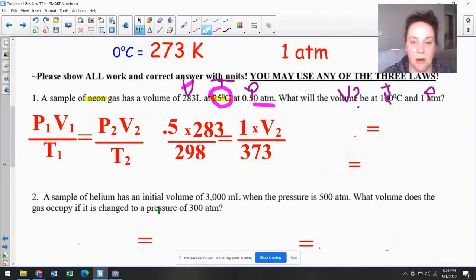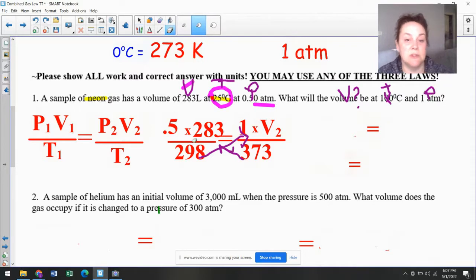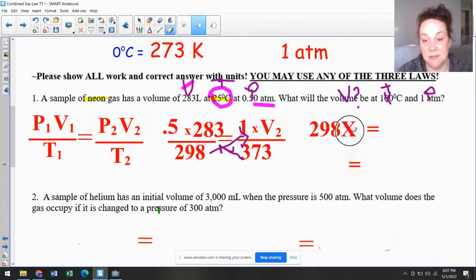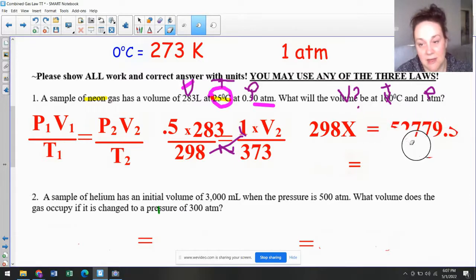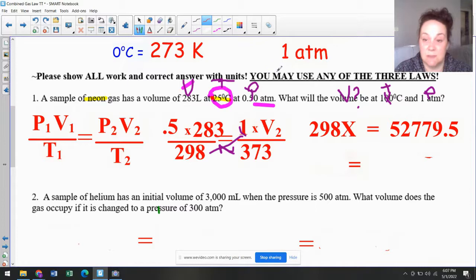Just like we did with our other one yesterday, we are going to cross multiply. So what I'm going to do here is 298 times 1 times V, or X. I'm going to do 0.5 times 283 times 373. And the number I'm going to get for that is 52,779 and a half.